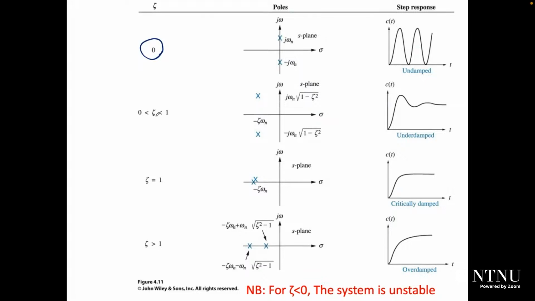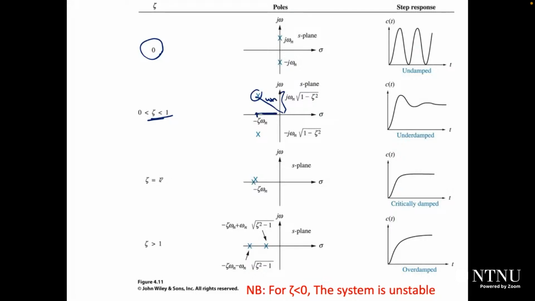When zeta is greater than 0 and less than 1, it's underdamped. When zeta is less than 1, this is very important, greater than 0 and less than 1, so it's a fraction. In this case, we can say that your system will be underdamped and your poles will be complex conjugate poles. It will be complex and you have a real part and you have an imaginary part. If you want to get omega n, it will be the square root of that part plus that part. You can get omega n.